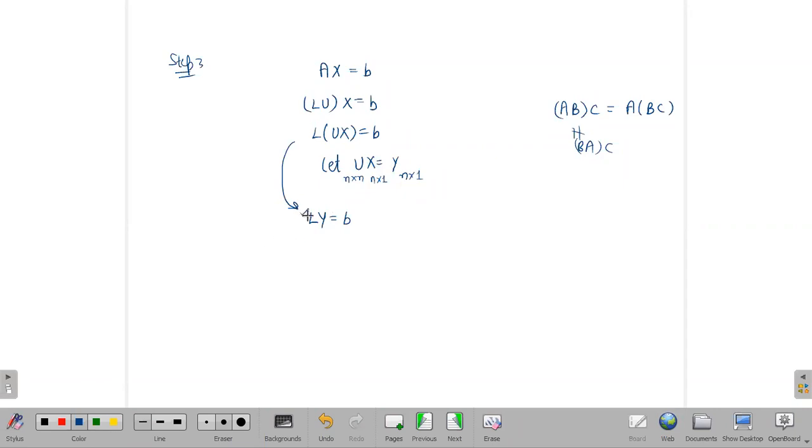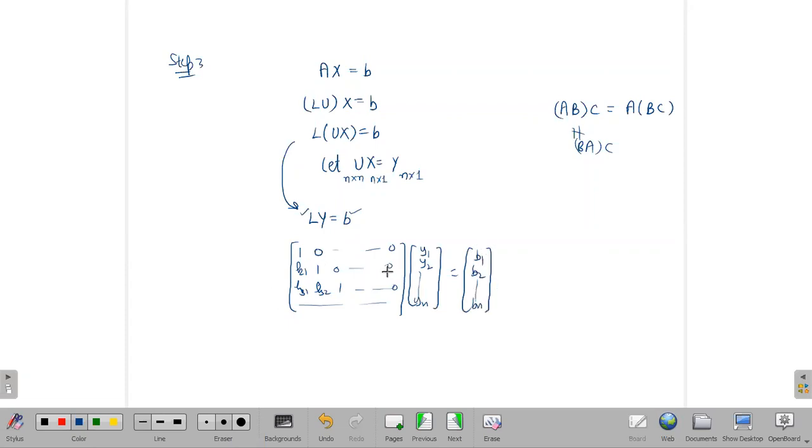Here you have already found L, that is the lower triangular matrix, and B is also known to you, but Y is unknown now. So here use L, that is 1 0 0, L21 1 0 0, L31, L32 1 0, and so on up to, and here you write Y1, Y2, and Yn. And here you will get B1, B2, Bn. So this is called using forward substitution.